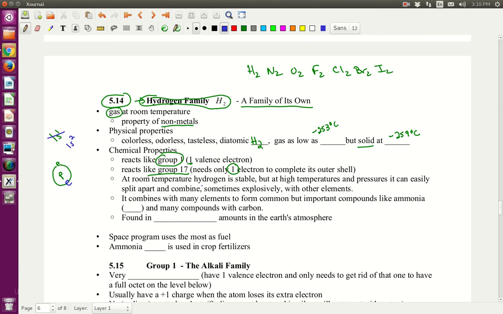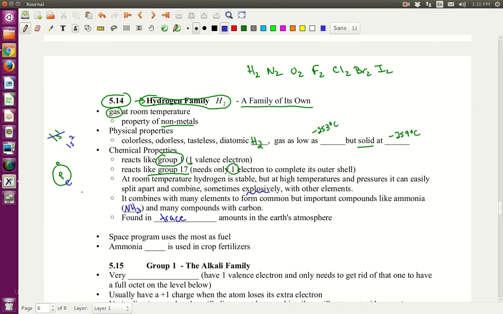At room temperature, hydrogen is stable, but at high temperatures and pressures, it can easily split apart and combine, sometimes explosively, with other elements. It combines with many elements to form common but important compounds like ammonia, NH3, and many compounds with carbon. Those are called hydrocarbons, and we're not going to cover those a lot, but we will touch on them a little as we move through the year. It is found in trace amounts in the Earth's atmosphere.